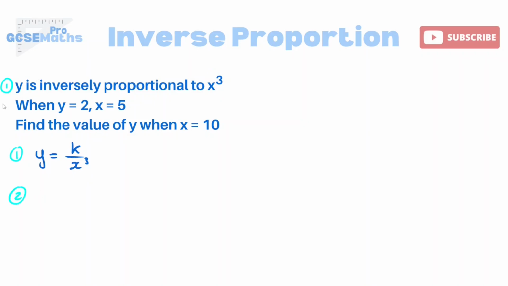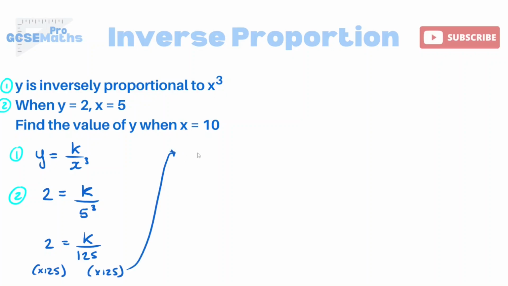Step 2, find k by using my matching pair. So when y is 2, x is 5, so 2 equals k over, now it's not just 5, it's going to be 5 cubed, isn't it? So I need to work out, what is 5 cubed? 5 cubed is 125, so I get 2 equals k over 125, and then I just need to times across by the 125 as normal, don't I? Then I get k on its own. Okay, so let's just bring that up over here. 2 times 125 is 250 equals k.